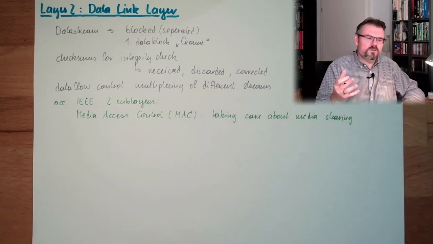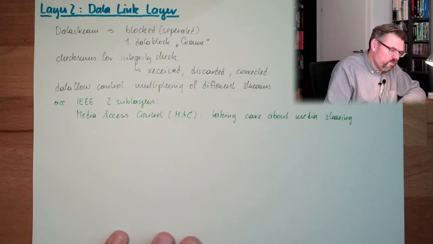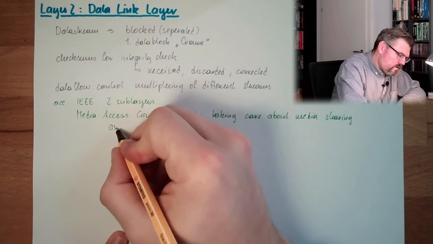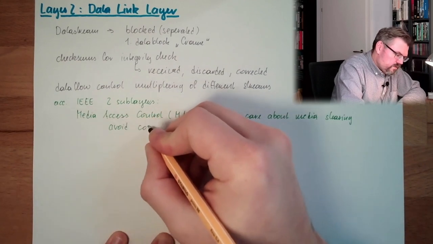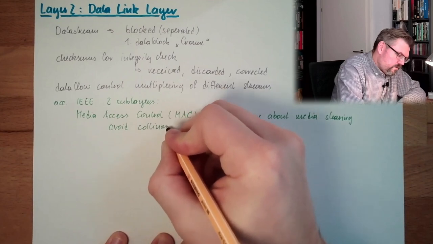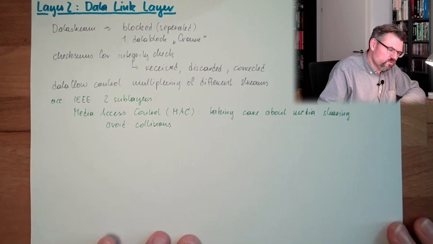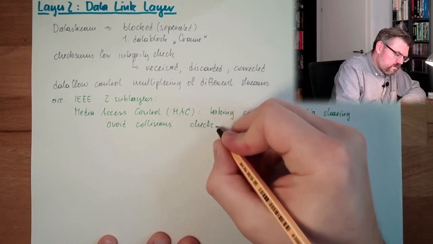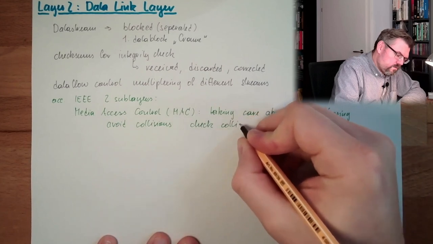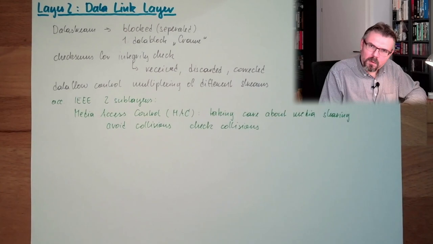There are, of course, different things. We have to avoid collisions, avoid that two stations want to talk at the same time, or at least check for collisions, to ensure the data is transferred properly.